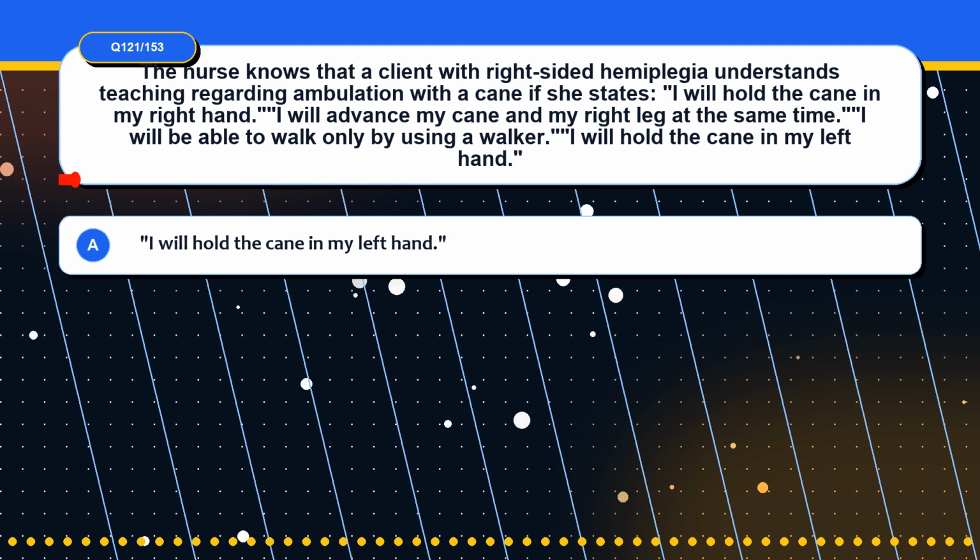Question 121. The nurse knows that a client with right-sided hemiplegia understands teaching regarding ambulation with a cane if she states, "I will hold the cane in my right hand. I will advance my cane and my right leg at the same time. I will be able to walk only by using a walker. I will hold the cane in my left hand." Here are the options. Option A. I will hold the cane in my left hand.